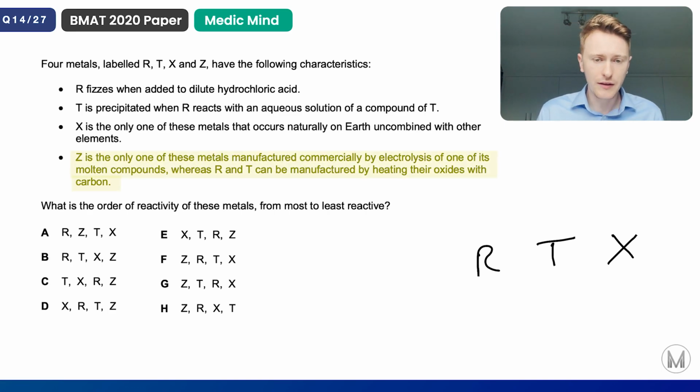And finally, we know that Z is the only one of these metals that can be manufactured by electrolysis of its molten compounds and not being displaced by carbon. Therefore, that tells us that Z is more reactive than R and T because remember, electrolysis is only used when you can't really do this thing of heating the oxide with carbon, because carbon is essentially less reactive than Z and therefore Z will stay as its compound if it tries to do a displacement reaction. Instead, you need the electrolysis process to really chemically split that compound apart. So Z is the most reactive of all of our elements here.